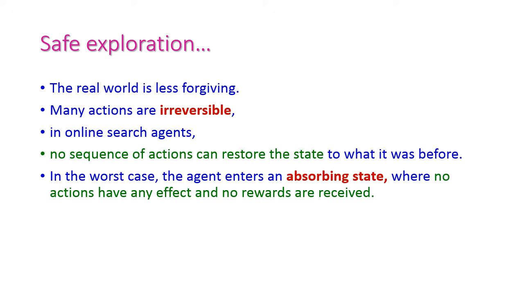In the real world the scenario is different. Many actions are irreversible. For example, let us take an online search agent. It commits some mistakes, okay, and no sequence of actions can restore the state to what it was before. That is, the actions cannot be reversed and we cannot get back to the original state. In some worst cases, the agent enters an absorbing state. That means no action can have any effect on that particular state and no rewards are received.